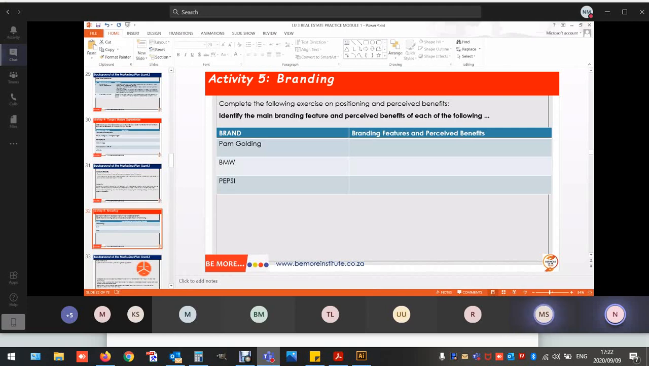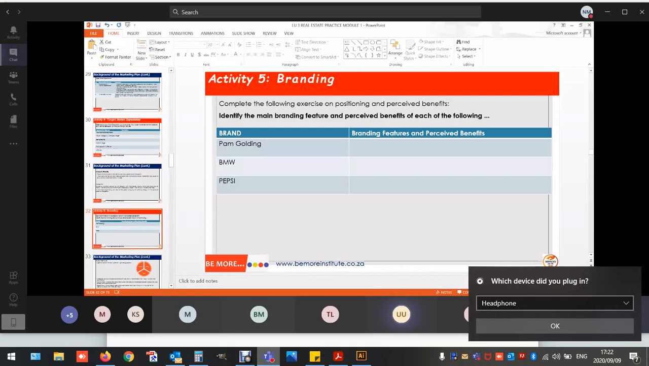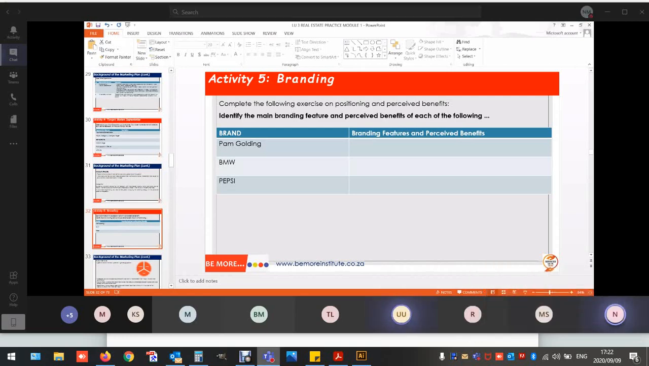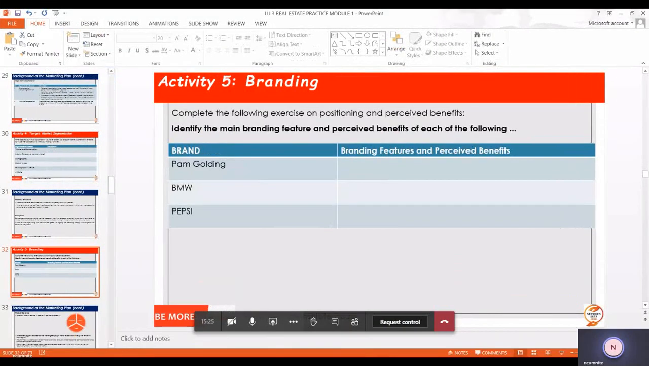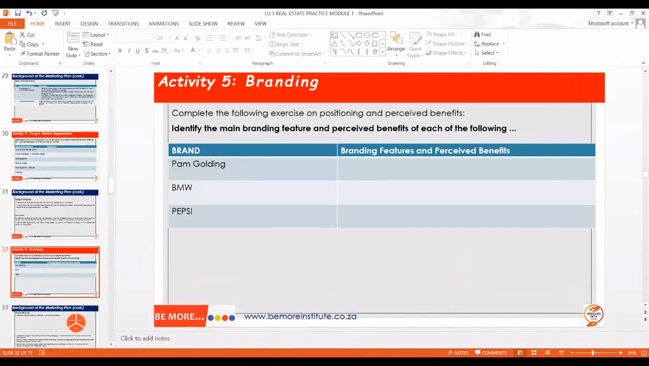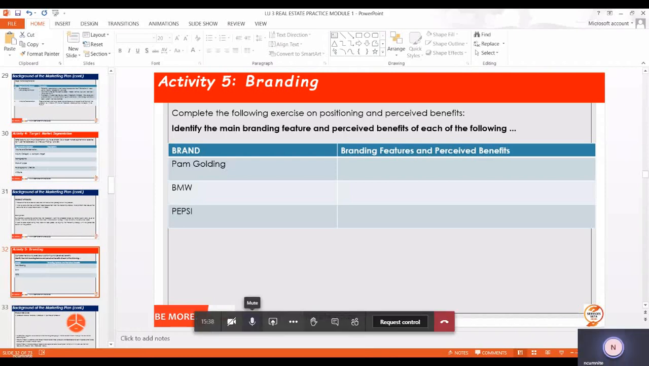All right. Anyone else would like to add on the BMW? I expected a lot of gentlemen to come in on this side. Okay. All right. Let's move on then.